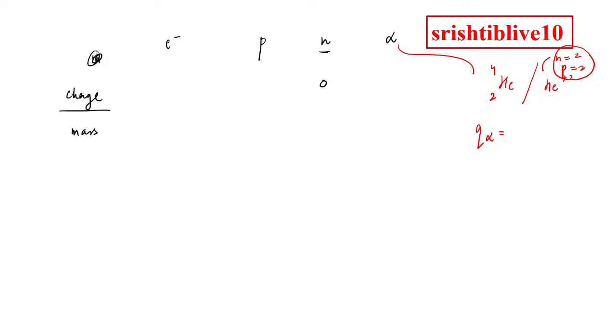Okay, the charge of helium is coming from the number of protons. So I can say we have 2 protons. In alpha particles I have 2 protons, and the charge is coming from those 2 protons.